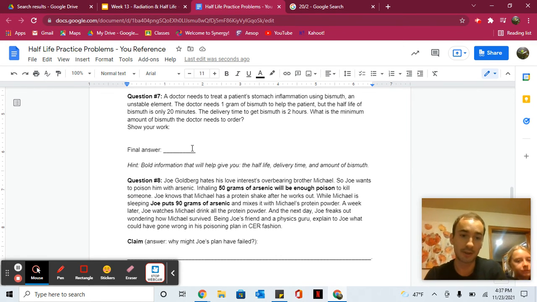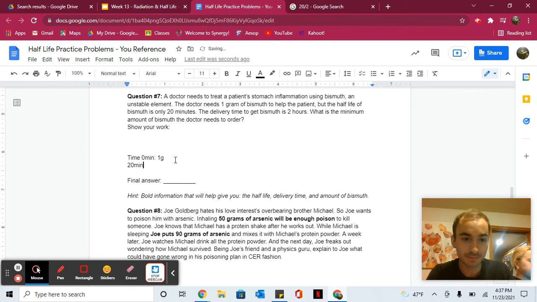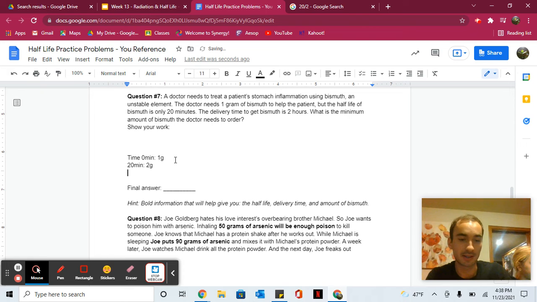So now we're going to start out with, at the very end, when the time is 0 minutes, we'll only need 1 gram. But delivery takes 2 hours. So we're going to have to work backwards. Every 20 minutes, it's going to need to be double instead. So 40 minutes, it'll have to be 4 grams. So keep going until you hit 2 hours. That's how much bismuth you'll actually need to order. Instead of cutting it in half, we're going to be doubling it over time because that's how much we need to order.